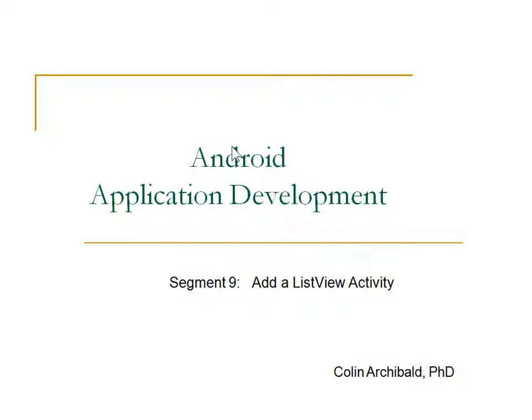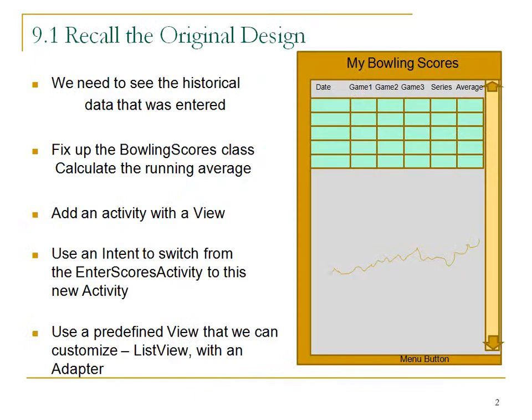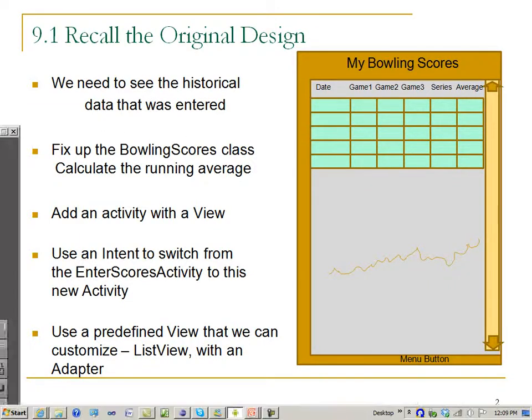Well, we are making excellent progress, and I want to now add the last major part to this application. It's a ListView activity. So remember the original design for the history of the bowling scores was going to look like this. That looks much nicer than what we actually will come up with in this video. But that's where we are now. We need to see the historical data that gets entered.